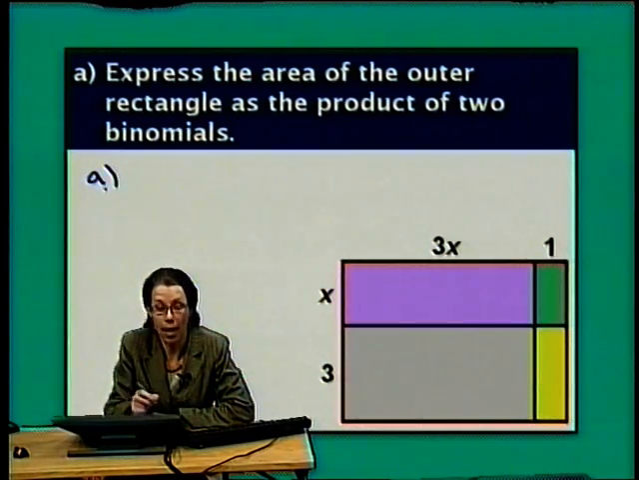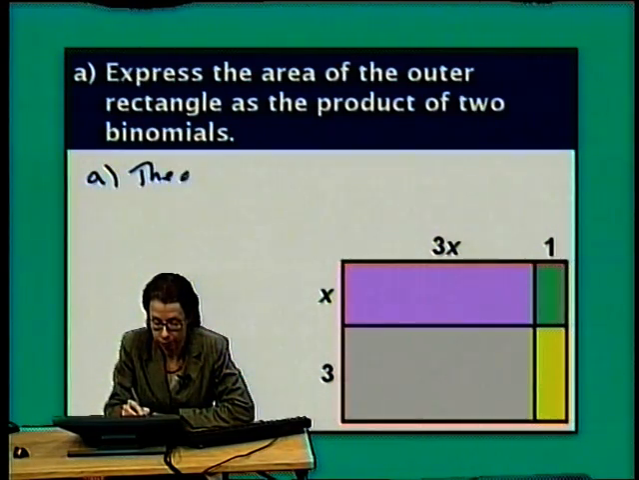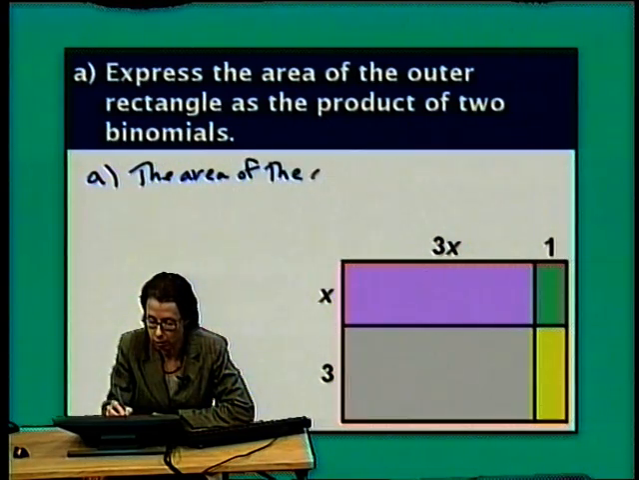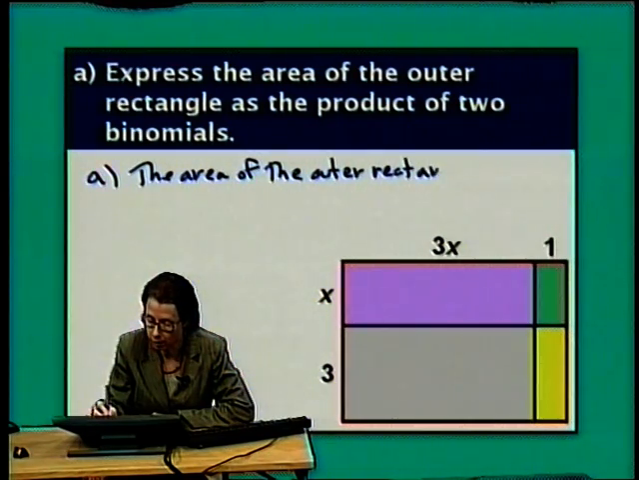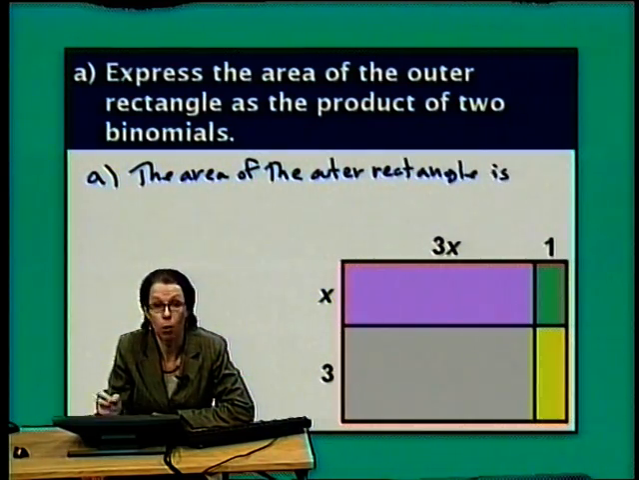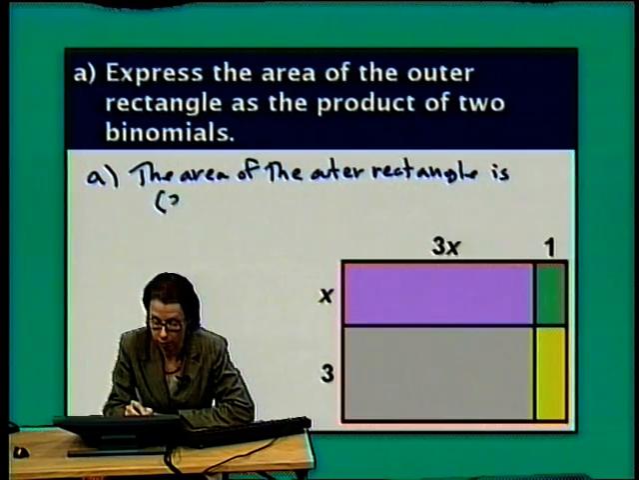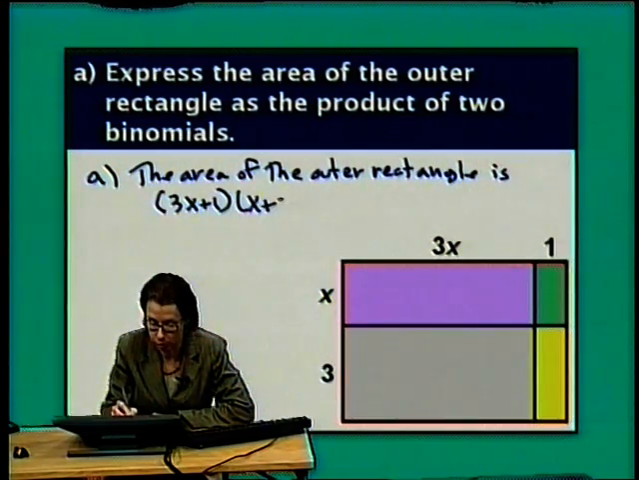So for part A, the area of the outer rectangle is the product of its length times the width, 3x plus 1 times x plus 3.